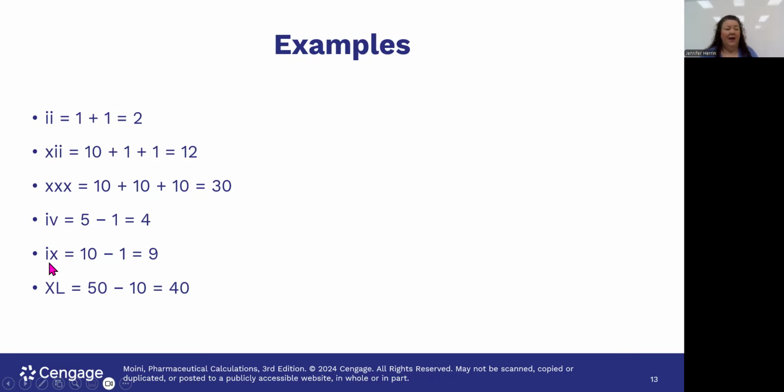Next, we have an IX. So remember, the X is 10. That I represents 1. Because the I is in front of the X, we need to take 1 away from that X. That leaves us with 9. And then the last example they give us there is an XL. That X represents 10. The L represents 50. Because the X is in front, it needs to be subtracted from the 50. 50 minus 10 gives us 40.